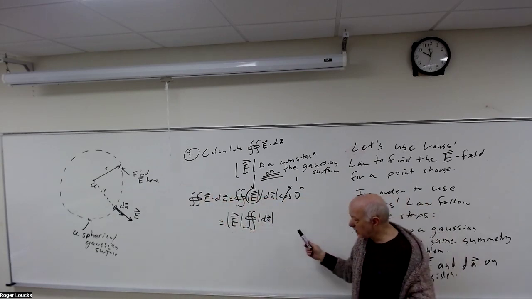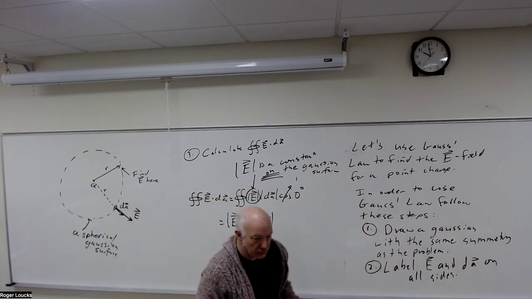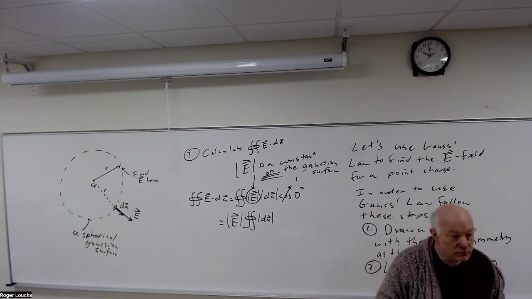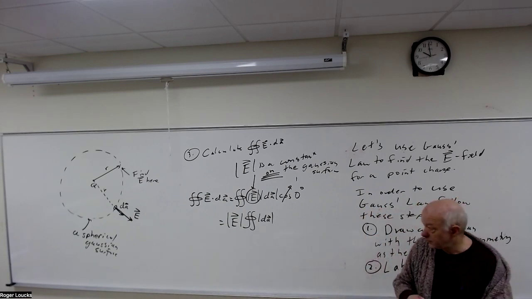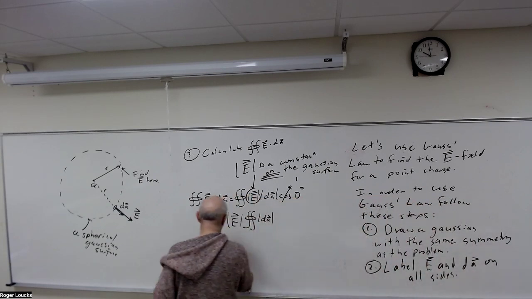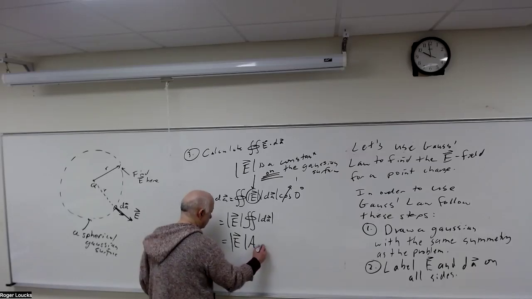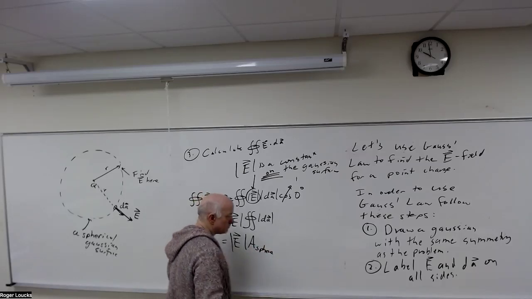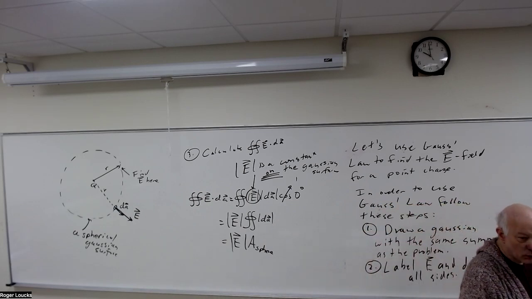Now, if I take a little patch of area dA here and sum them up over the whole sphere, what do you have to end up with then? The area of the surface of a sphere. So this ends up equaling E times the surface area of a sphere. Okay, engineers and physicists and mathematicians, what is the area of a sphere of radius r?